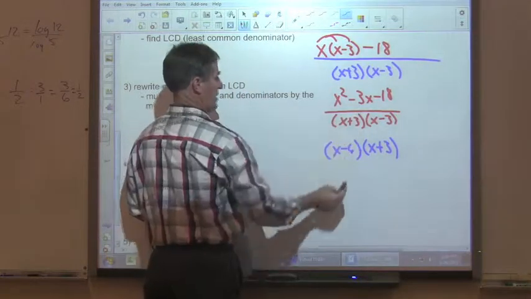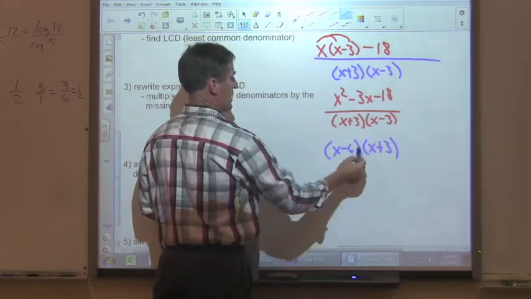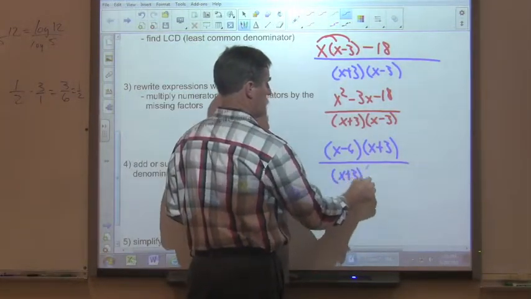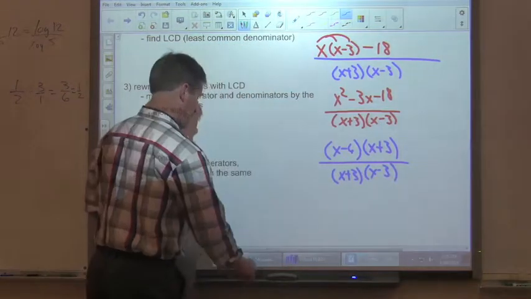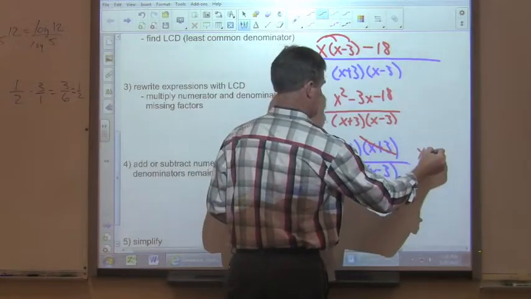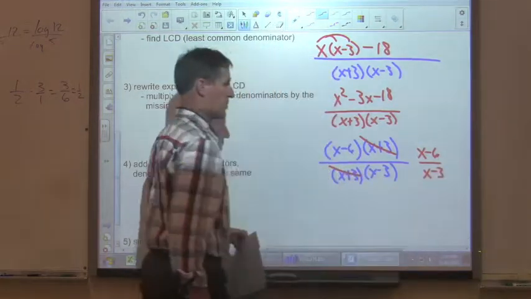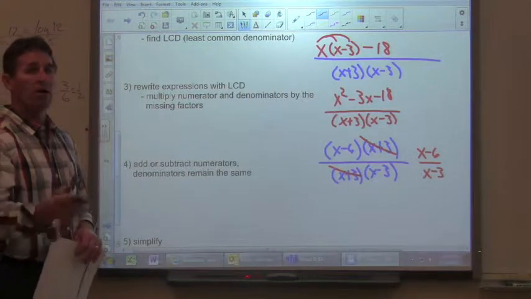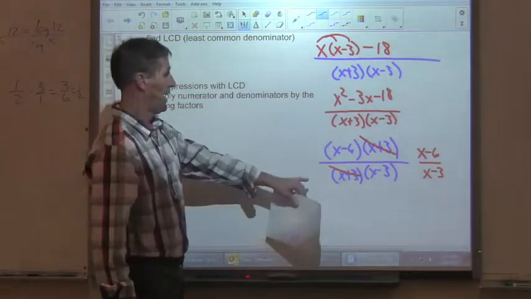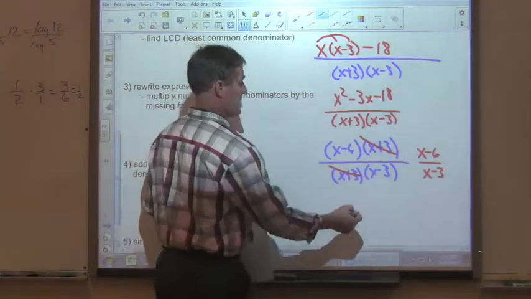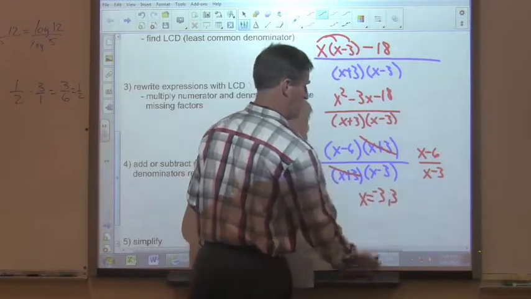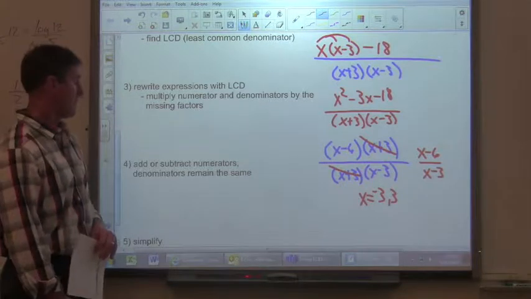Again, if I check it, x squared, yes. Negative 18, yes. Negative 6x plus positive 3x, negative 3x. So this is a case where now I have an x plus 3 in both the numerator and the denominator. And so we get x minus 6 over x minus 3. Now, on some of these, they may ask you to list restrictions. Remember, the restrictions are what x can't be, and the denominators can't be 0. So in this case, if I had to list the restrictions, x could not equal negative 3 or positive 3, whatever would make the denominator 0.